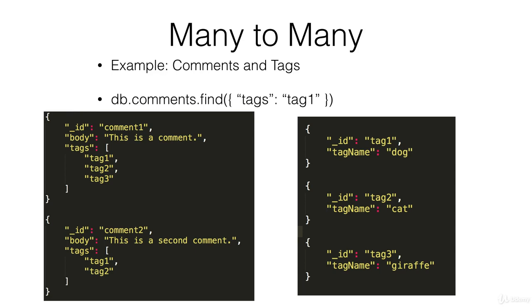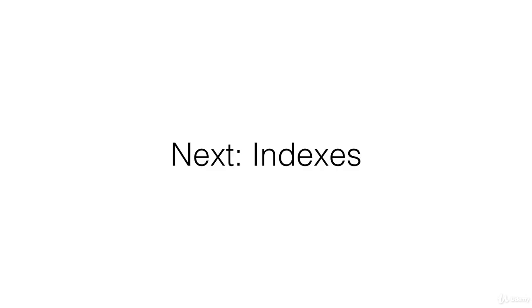So if we want to find all the comments that contain a particular tag, we do something like db.comments.find, where tags contains tag 1. And that would get us what we want. So that's an optimal way of structuring many-to-many relationships in MongoDB. So that's all for relationships in MongoDB. Next up, we'll be talking about indexes.